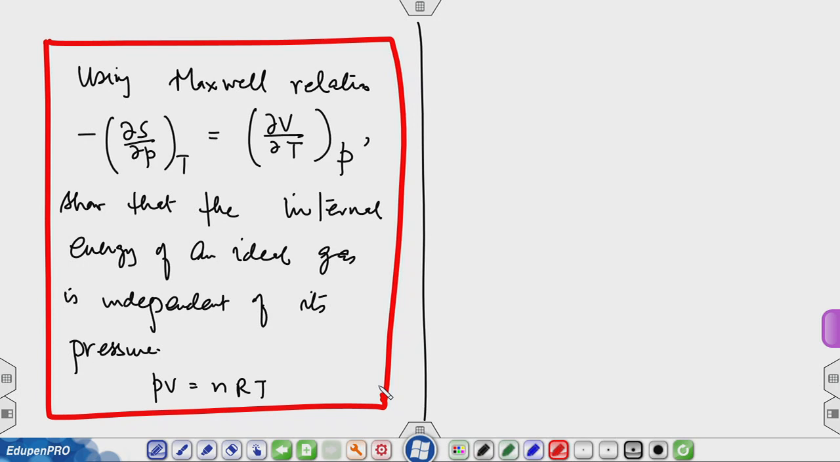Now that we have obtained this function, just like what we did in Helmholtz free energy, this function Gibbs free energy also gives you the equilibrium condition for systems which are at constant pressure and temperature, and also the maximum useful work you can get from a system which is at constant temperature and pressure. So let's show both of these.